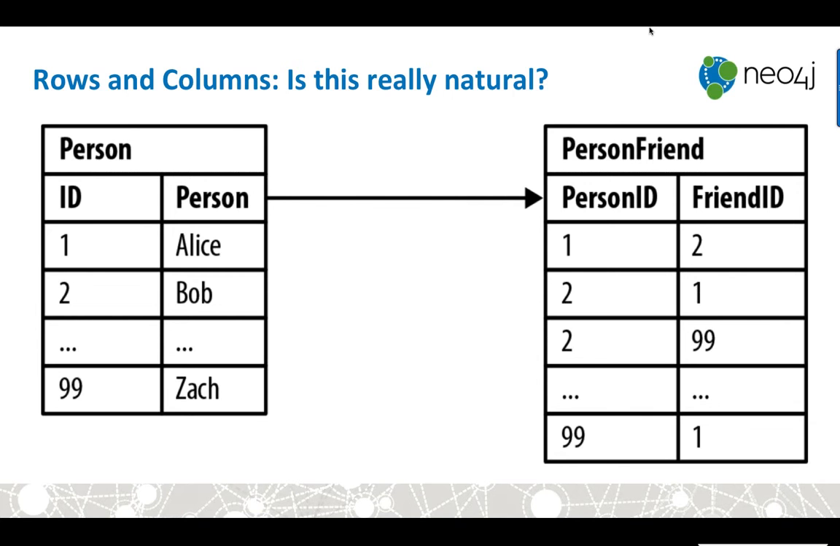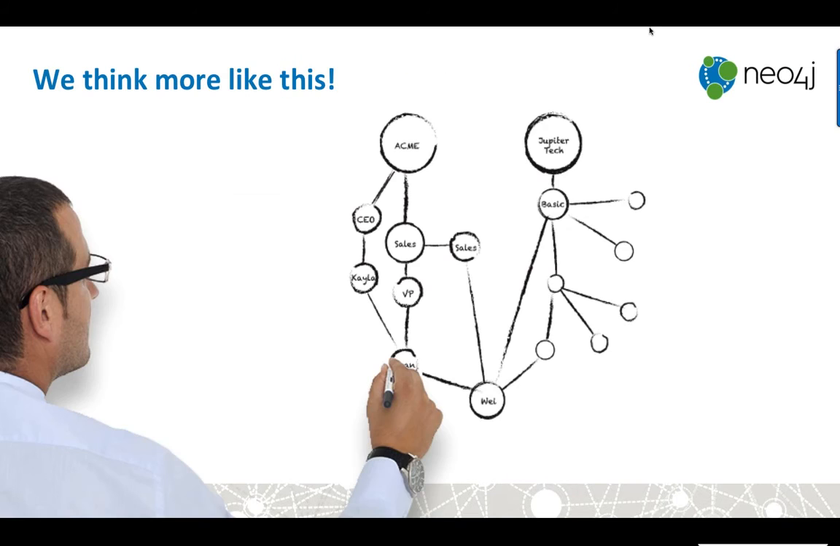If you think about, in this case, a person and then a relationship between two people, in a relational database, you would have two tables. You'd have the person table and then the person-friend relationship table. And then you would have a mapping in the person-friend relationship table between different person IDs.